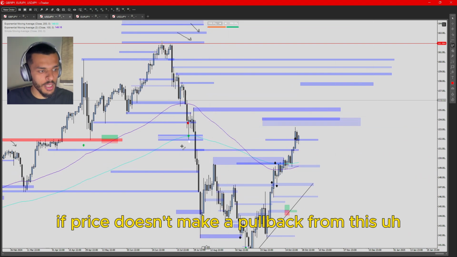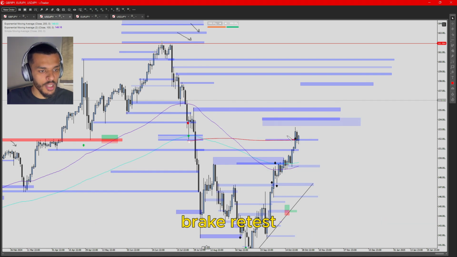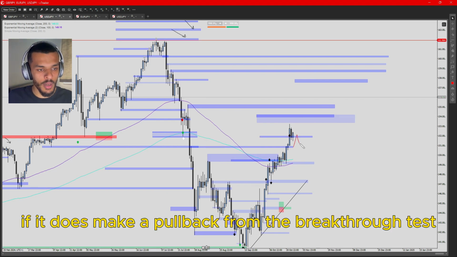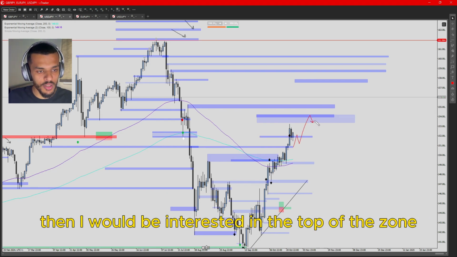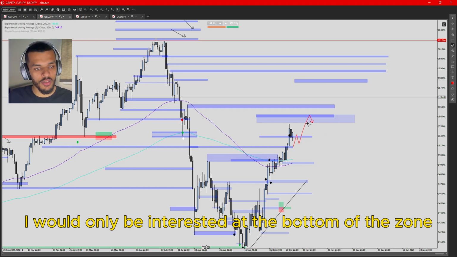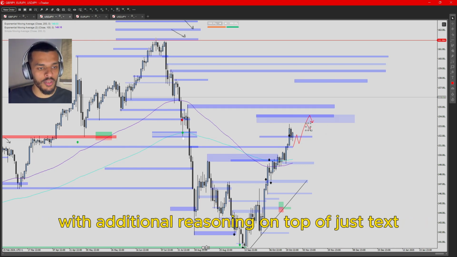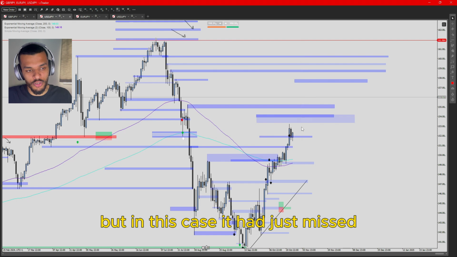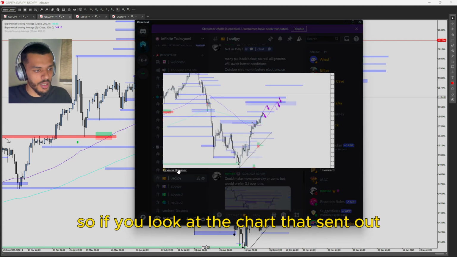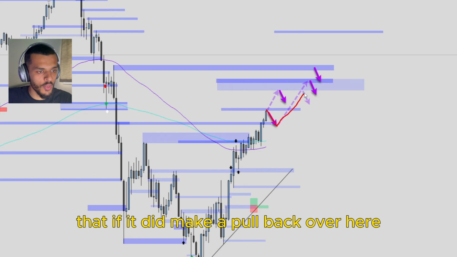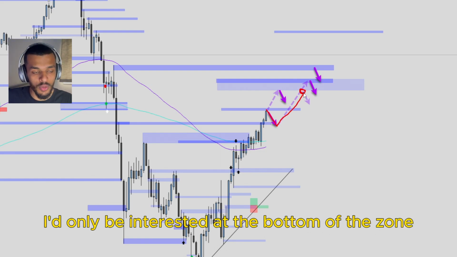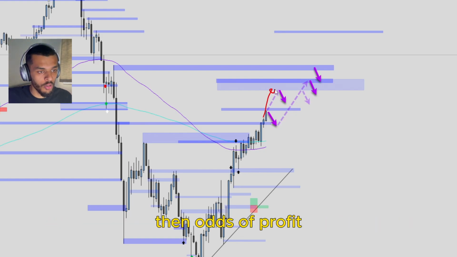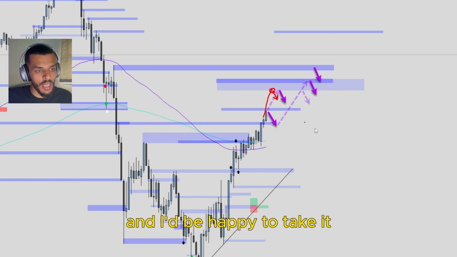If price doesn't make a pullback from this break retest, then the odds of the pullback are higher on the 61 fib. However, if it does make a pullback from the break retest, then I would be interested in the top of the zone. I would only be interested at the bottom of the zone with additional reasoning on top of just tech, such as timing or alignment. But in this case, it had just missed. So if you look at the chart that I sent out, as you can see that if it did make a pullback over here, I would only be interested at the bottom of the zone, so the 61 fib, with additional reasoning. And if it didn't and it breached straight through, then the odds of profit taking are higher from the bottom of the zone, and I'd be happy to take it.